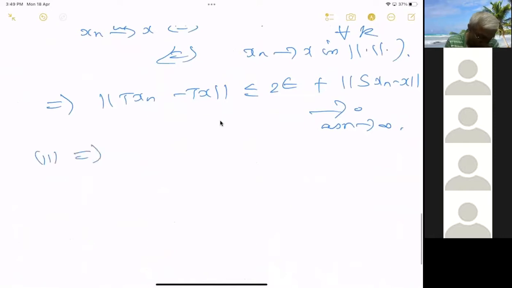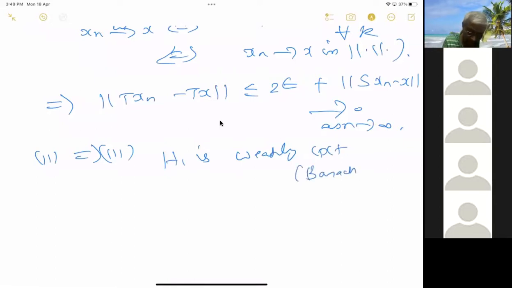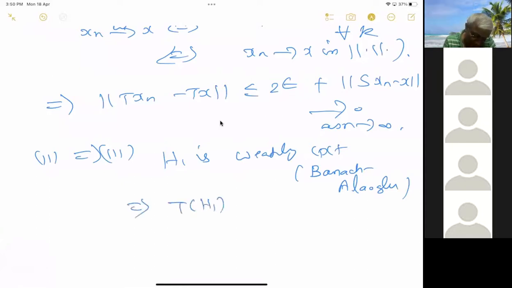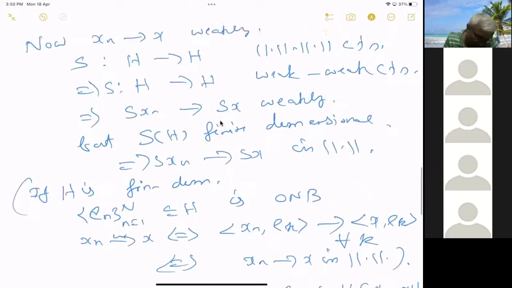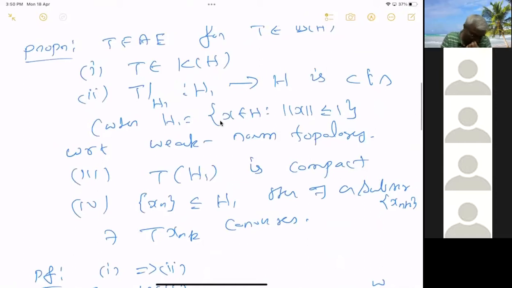2 implies 3. That is because H1 is weakly compact by the Banach-Alaoglu theorem. Okay. I'm not able to write it out. Banach-Alaoglu theorem: H1 is weakly compact. So because T is continuous with respect to the weak topology and norm topology, T of H1 is norm compact. Okay, norm compact. So 2 implies 3 is fine.